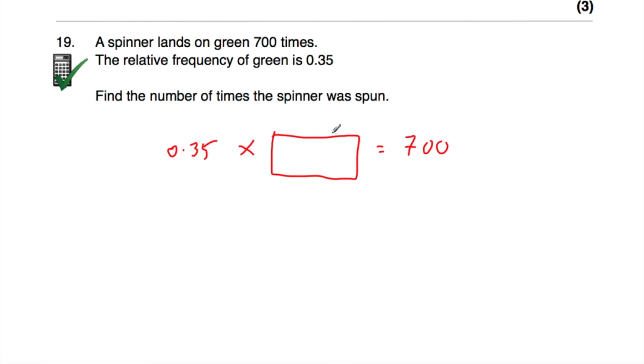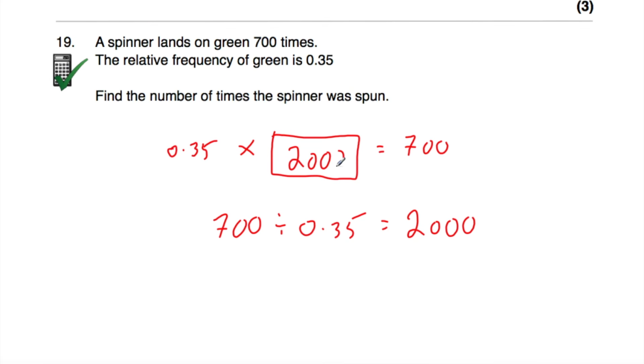We can now work out the number of times the spinner was spun. Because obviously if we know that 0.35 times this number is equal to 700, if we do 700 divided by 0.35, that'll tell us this number. So 700 divided by 0.35 is equal to 2,000. So that means the spinner was spun 2,000 times. And you can check that if you do 2,000 times by 0.35, that's equal to 700. And that's it. So the number of times the spinner was spun was 2,000.